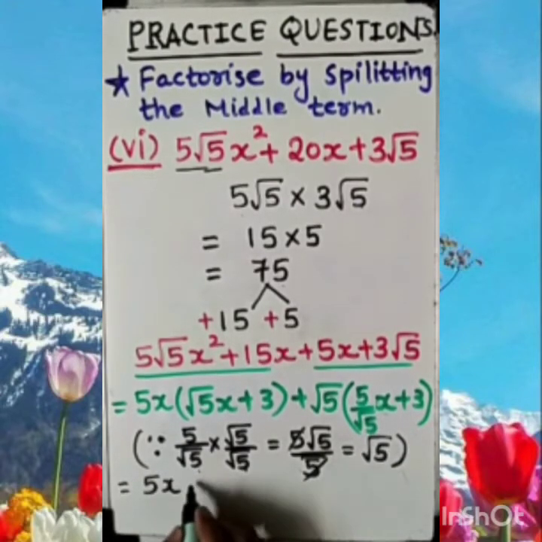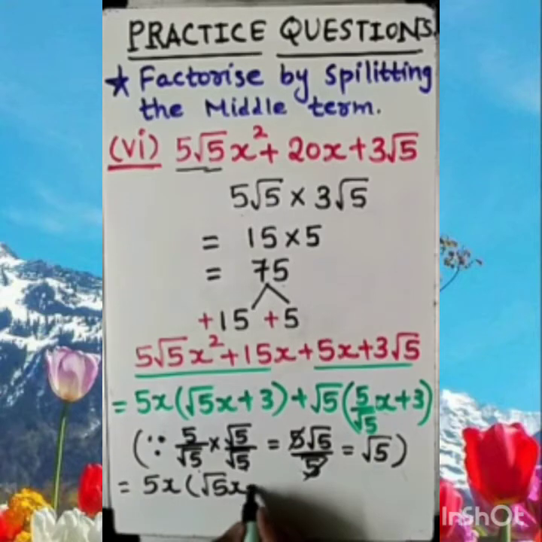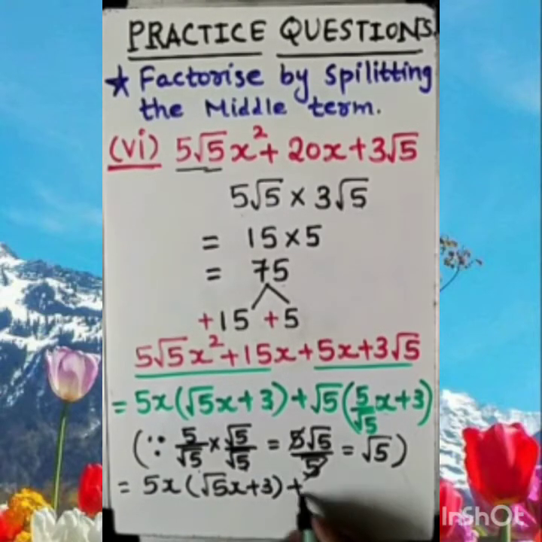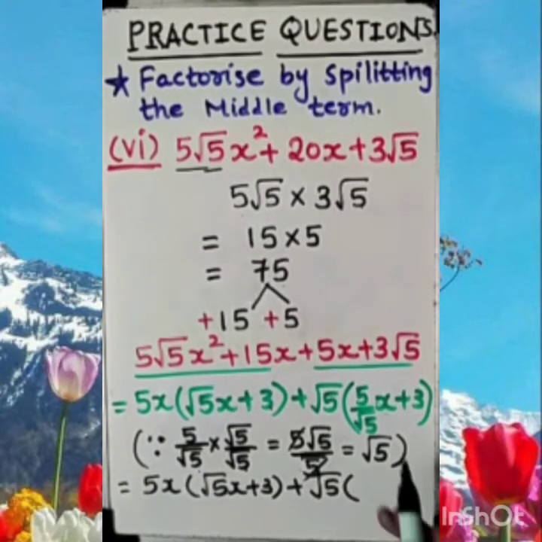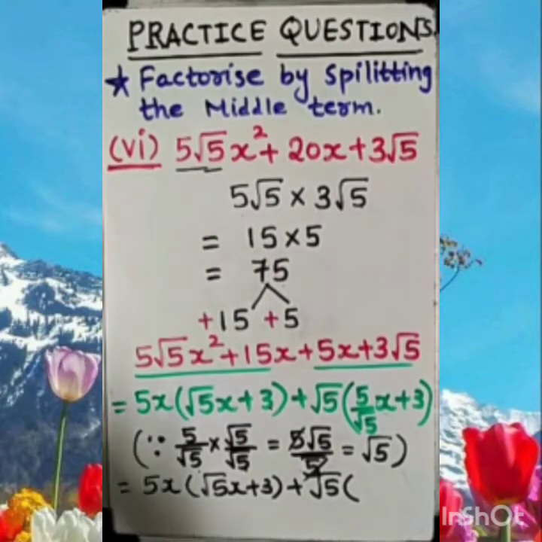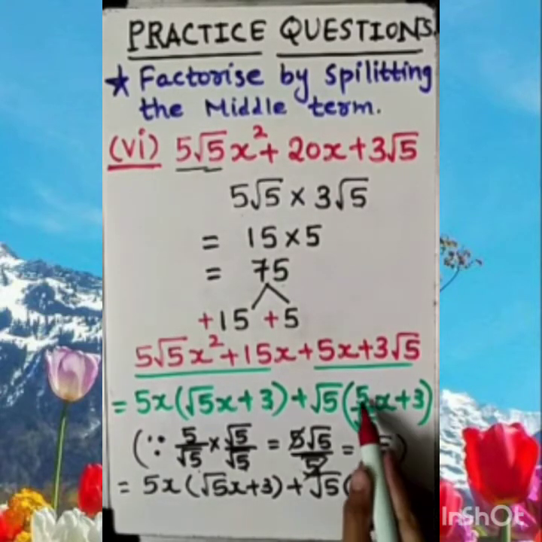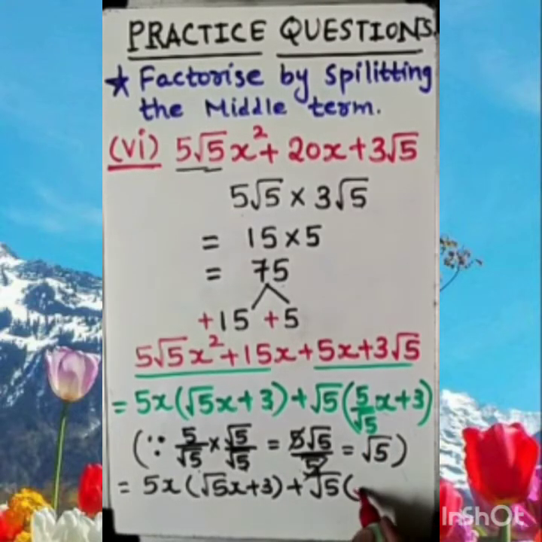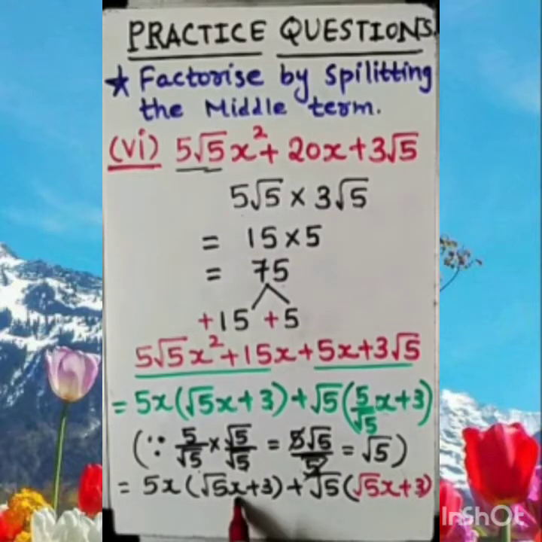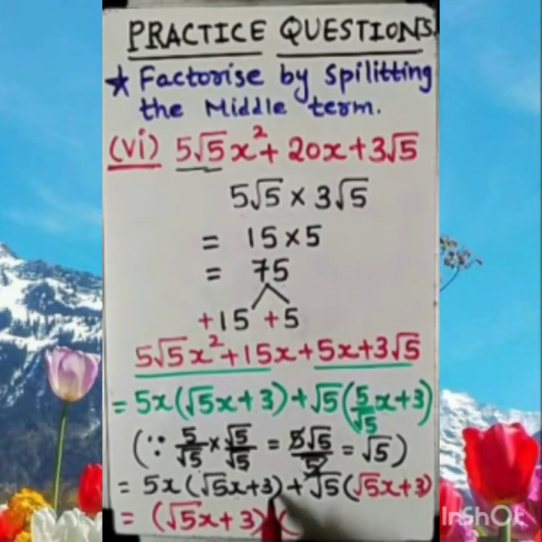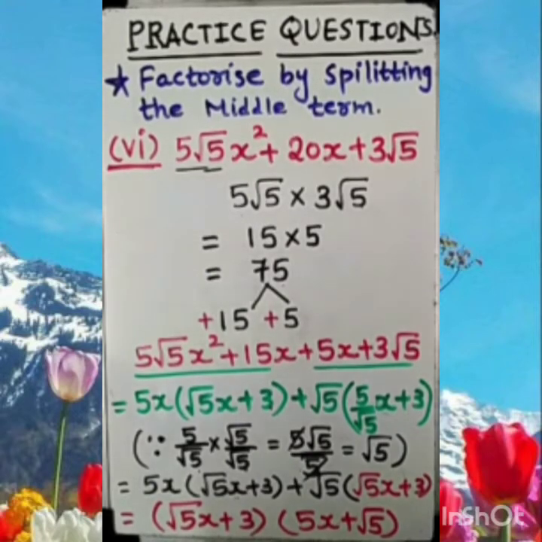So according to that, 5x, root 5x plus 3 in one bracket, plus root 5 is common. And dear students, here is the change which we have done. In place of 5 root 5x, I am mentioning root 5x plus 3. Now you can find both of these two brackets similar. So I need to mention root 5x plus 3 in one bracket and in another bracket 5x plus root 5. So these two are the factors of the given polynomial.